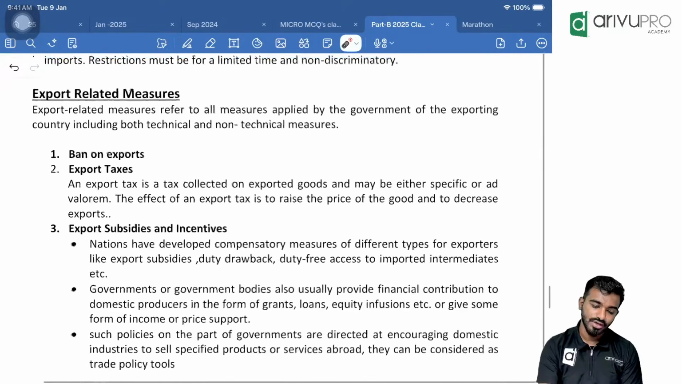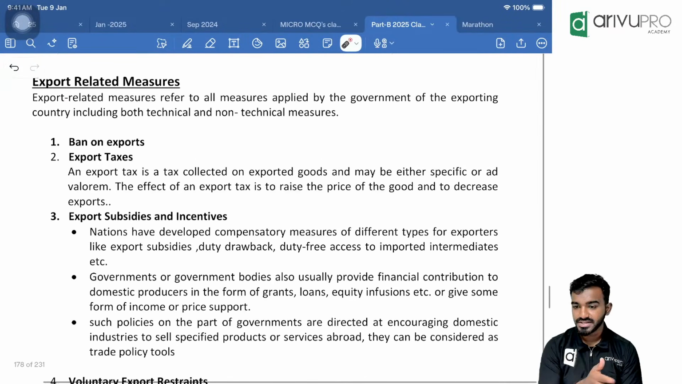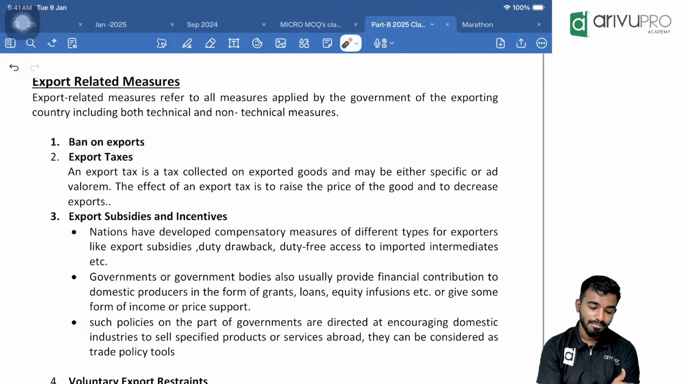Next comes export related measures. This is the easiest. By this, unit 2 comes to an end. See, ban on exports. We don't allow exports at all. Total ban. And export tax.